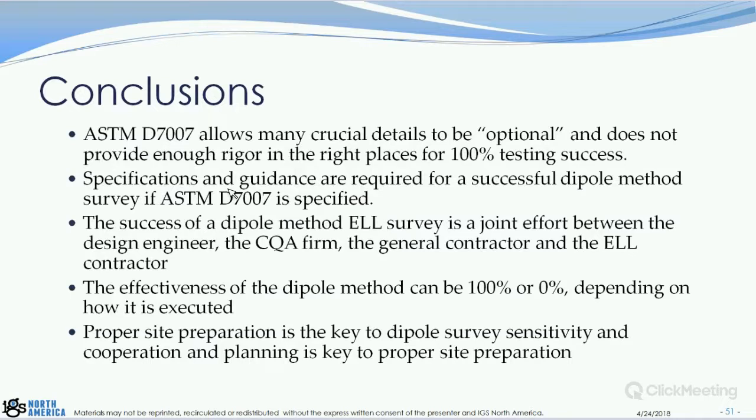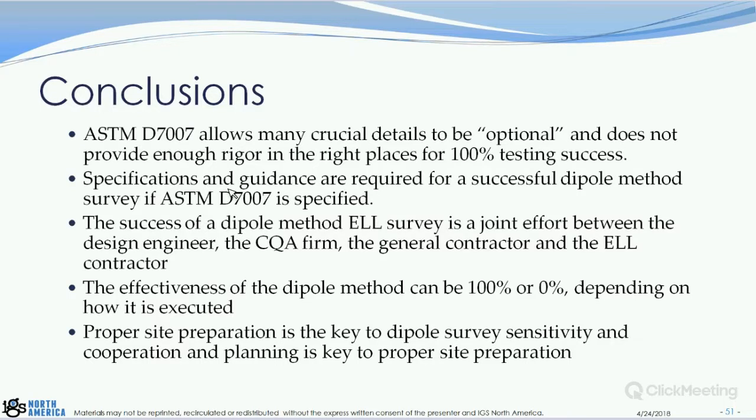So in conclusion, we talked about how this method works. We talked about how D7007 goes through the leak detection distance to determine your grid spacing, but there are so many crucial details that it allows to be optional. So it really doesn't provide enough rigor in itself for 100% testing success. So that's where we really need specifications and guidance. So it's really required for as long as ASTM D7007 is used.